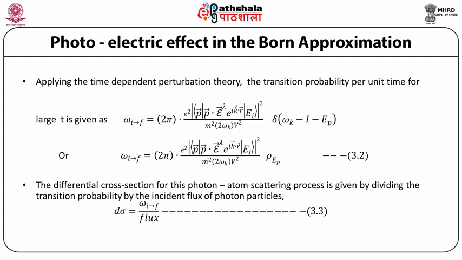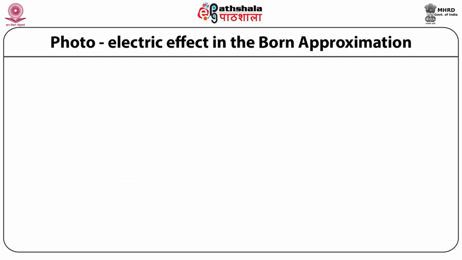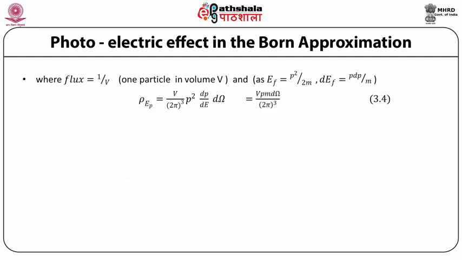This is the standard expression which is used again and again in scattering processes, where flux is equal to 1/V, one particle in volume V. As E_f = p²/2m, dE_f = p dp/m, and ρ, the density of states of E_p, is equal to V/(2π)³ times p² dp/dE times dΩ, which can also be written as V p m dΩ/(2π)³.